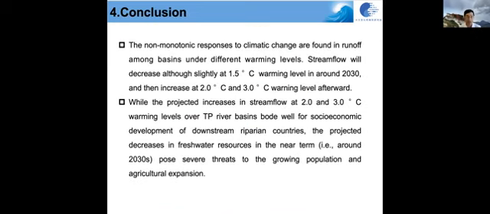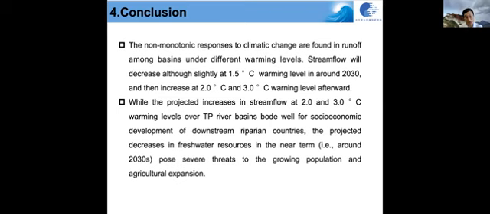Okay, my conclusion. A non-monotonic response to climate change is found in runoff among basins under different warming levels. That is, streamflow will decrease, although slightly, at the 1.5 degree warming level in around 2030, and then increase at 2 and 3 degree warming levels upward. This has significant implications for agricultural water resource planning and management.